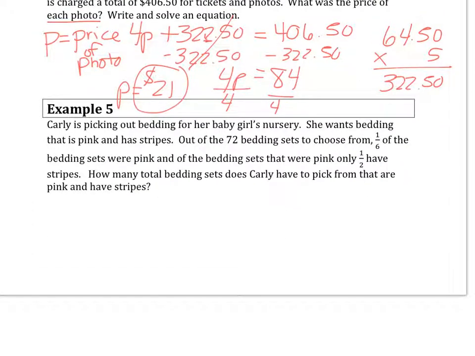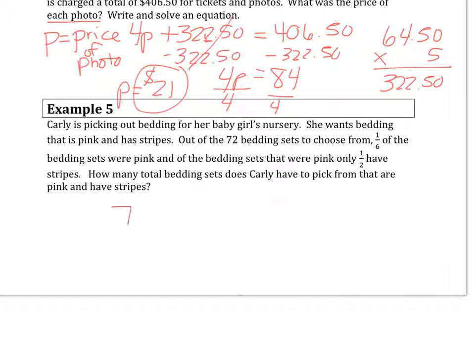Example 5, Carly is picking out bedding for her baby girl's nursery. She wants bedding that is pink and has stripes. Good choice. Out of the 72 bedding sets to choose from, 1/6 of them were pink, and of the bedding sets that were pink, only half of them had stripes. How many total bedding sets does Carly have to pick from that are pink and they have stripes?